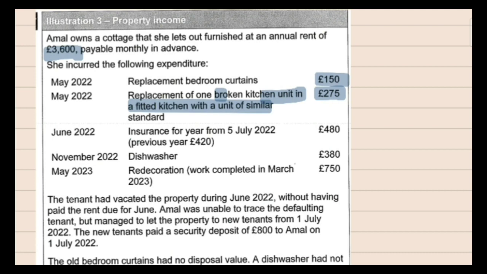Insurance for the year from 5th July 22, it is 480, while the previous year was 420. So अगर यहाँ पे आप consider करें in accordance with accounting, तो you may think that we have to consider the first 3 months expenses which are on the basis of 420 per annum, while the next 9 months expenses are 480 per annum. But this is not so, because normally property income is assessed on a cash basis. So we have to consider this 480 only.